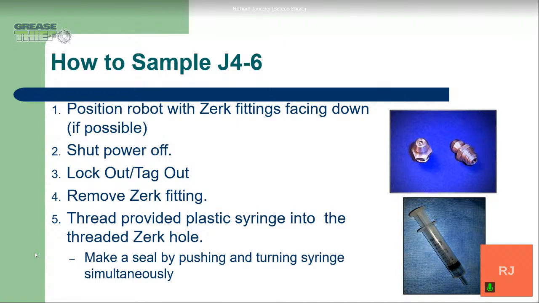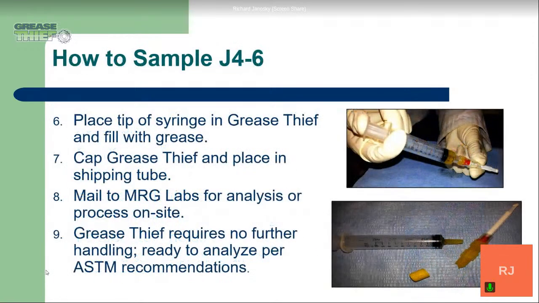And then the syringe you see there on the bottom right will be carefully threaded into the hole. The seal will be made by pushing and turning the syringe simultaneously into the threaded hole. And then once that's in there, the tip of the syringe will be able to be filled with grease. So if you see on the top part there, the syringe isn't completely full. You don't need a full 10 milliliters of grease, just a little bit there at the end.